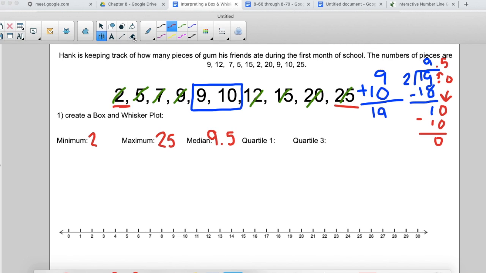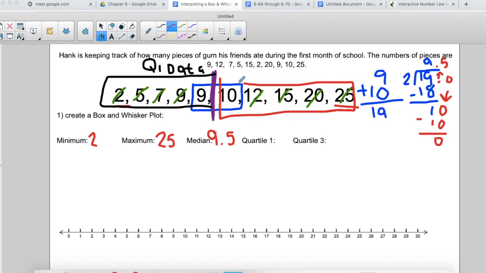Now, how do we find our quartile 1 and quartile 3? Well, now that we know our median, I'm going to draw a big fat line right where that median would be. And anything to the left of that line is part of our data for quartile 1. So we know this is quartile 1 data. And anything to the right of that line is data for quartile 3. So this is quartile 3 data.